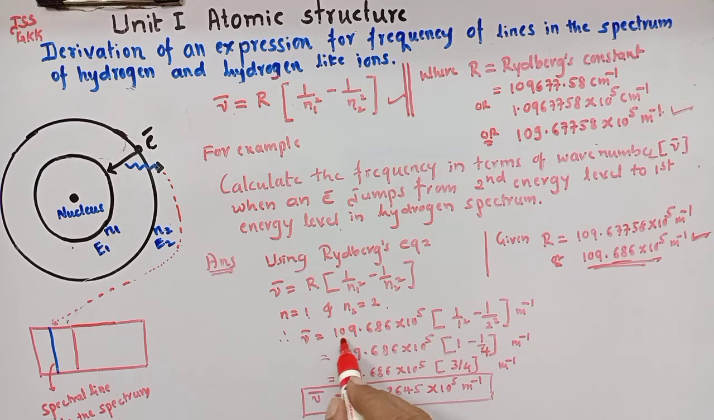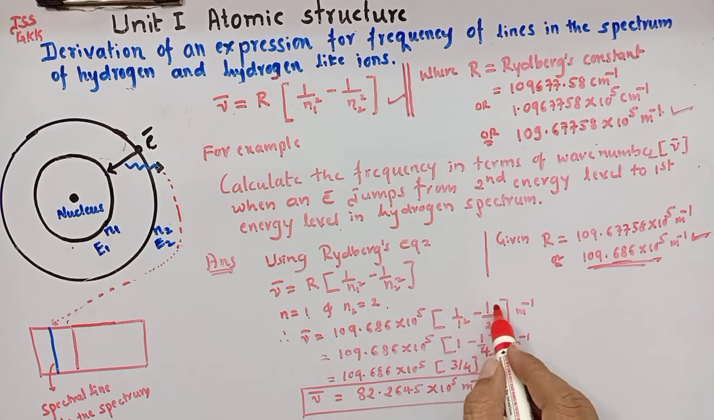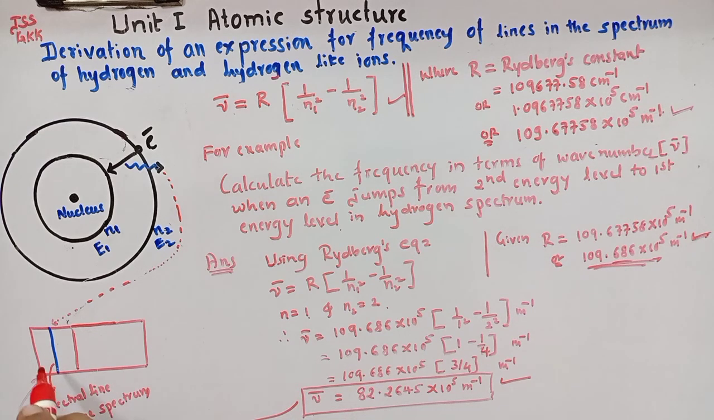That is nu bar is equal to 109.686 into 10 raised to 5 into 1 over 1 square minus 1 over 2 square. That is equal to 109.686 into 10 raised to 5 into 1 minus 1 over 4. Therefore, 109.686 into 10 raised to 5 into 3 by 4, that is 0.75. That will give you exactly the value 82.2645 into 10 raised to 5 per meter. This is the frequency of the spectral line present in the hydrogen spectrum.